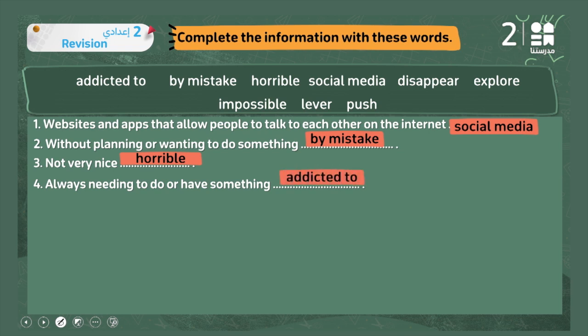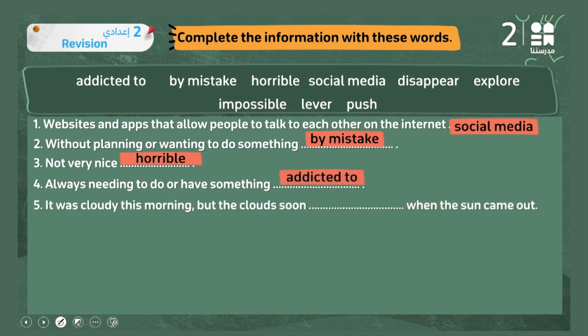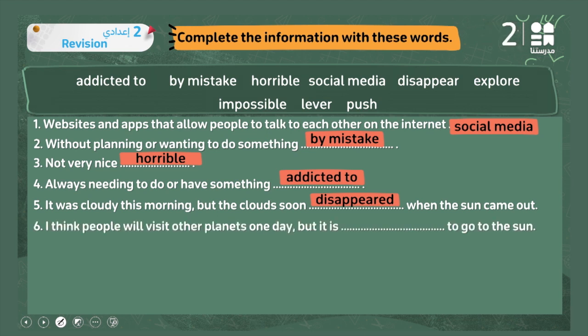Addicted to. It was cloudy this morning. كان الجو مغيم قوي this morning, but the clouds soon space when the sun came out. أول ما الشمس طلعت, what happened to the clouds? Definitely, they disappeared. اختفوا. I think people visit other planets. Planets هنا مقصود بيها الكواكب, okay?